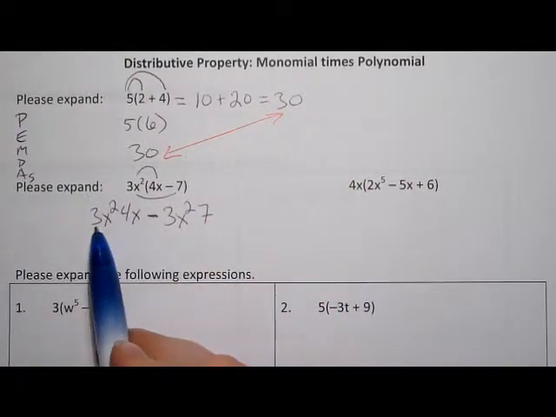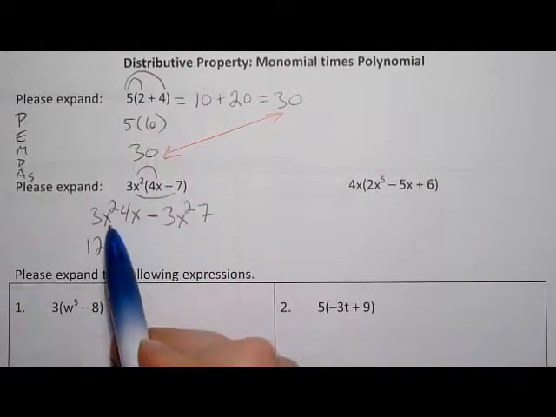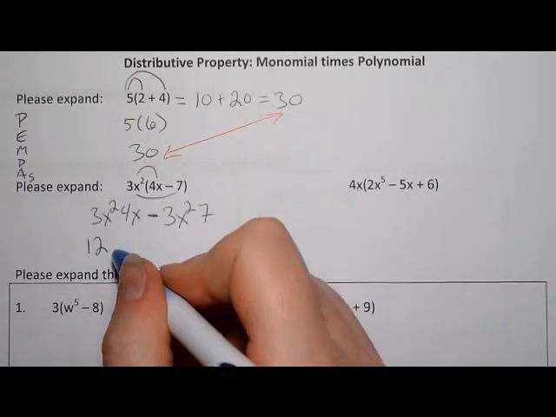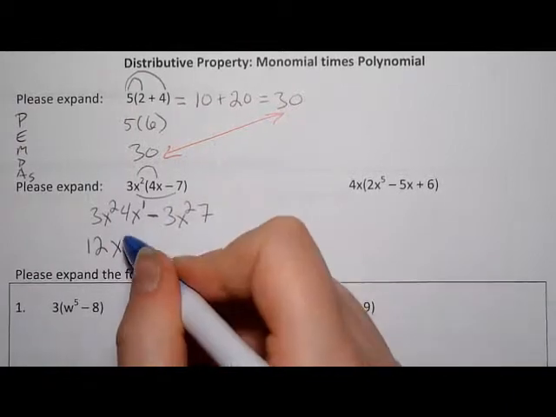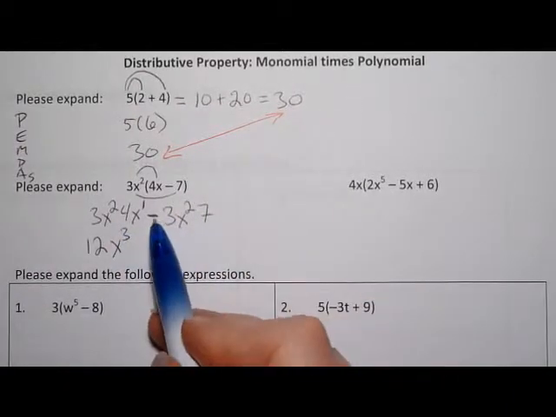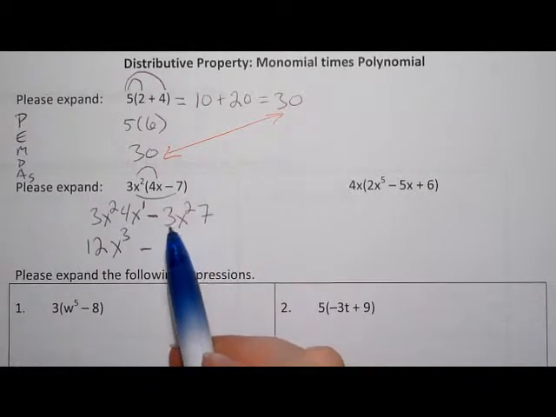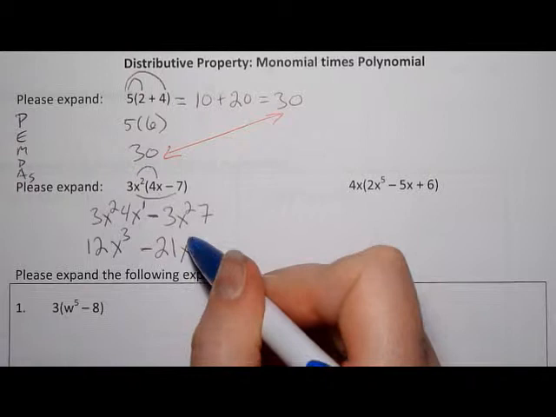3 times 4, I multiply my integer values together to get 12. X squared times x, that's the same base being multiplied, so I add the exponents: 2 plus my invisible 1 gives me 3. Bring down my negative sign. Integer values multiplied together, 3 times 7 gives me 21, and x squared is still there.